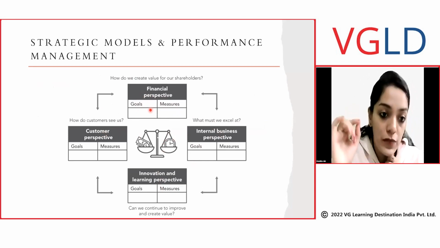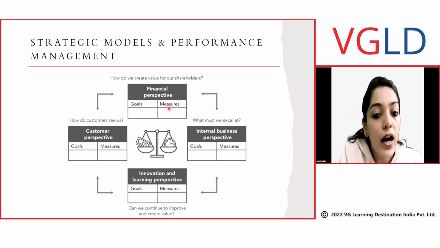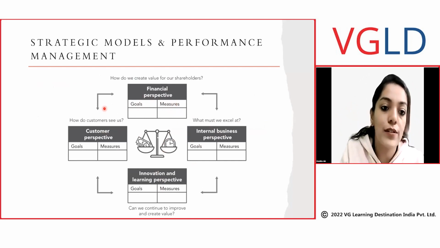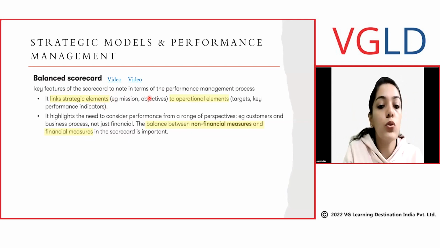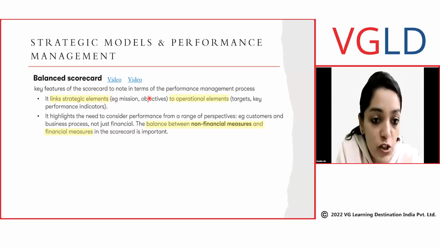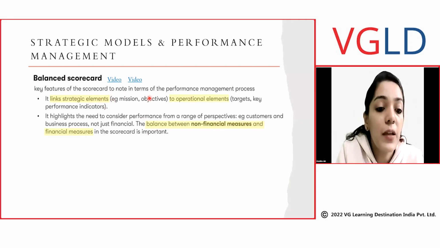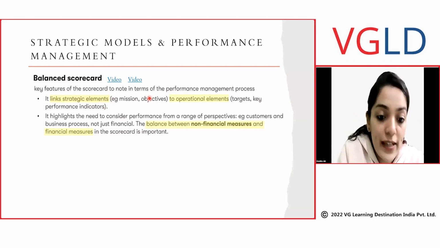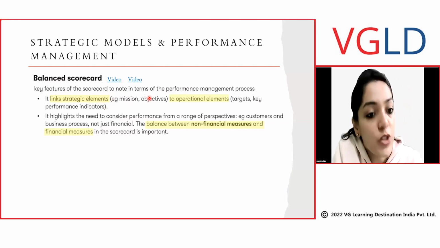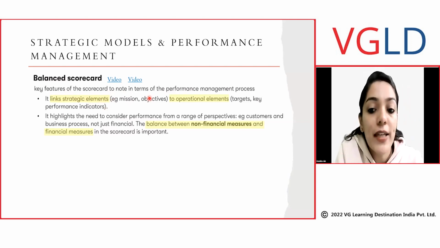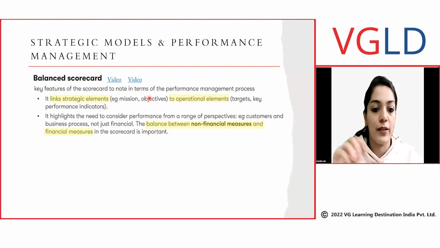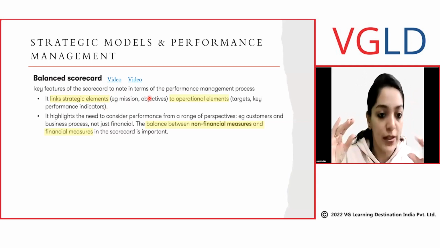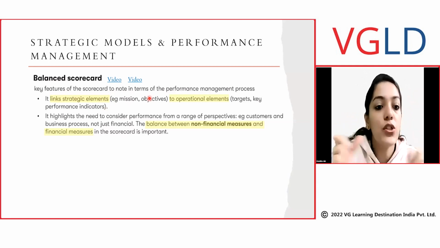And for each one of them, what is the goal that the company has in mind, and how are they going to measure their progress towards these goals? So key features of the scorecard to note in terms of the performance management process: number 1, it links strategic elements, for example mission and objectives, to operational elements like targets and key performance indicators. So what are they doing? Goals and metrics for each one of these perspectives.